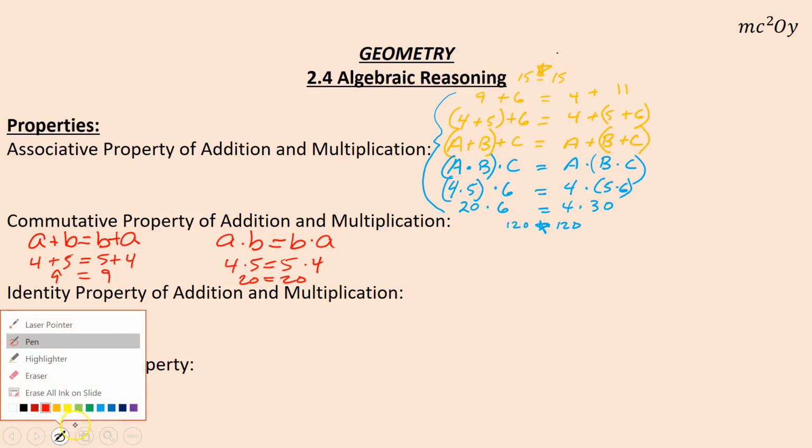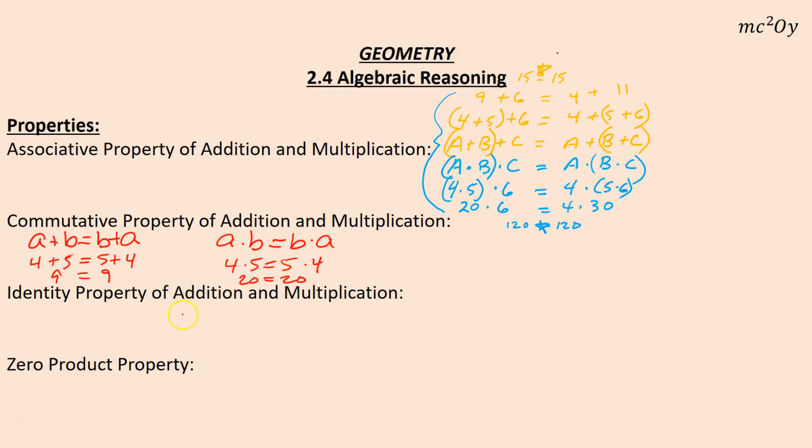Okay, identity property. Well, identity property for addition. Identity says if I have A, what could I add to A and still get A? Well, the answer is 0. That's the identity property of addition. The identity property of multiplication says, what can I multiply by A and still get A? Well, hopefully you know that would be 1, usually shown as 1 times A equals A. Anytime you multiply by 1, that is the identity property of multiplication.